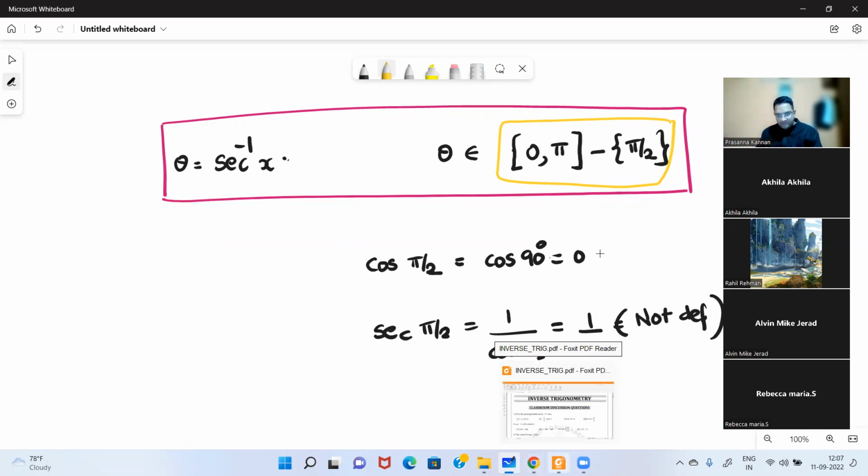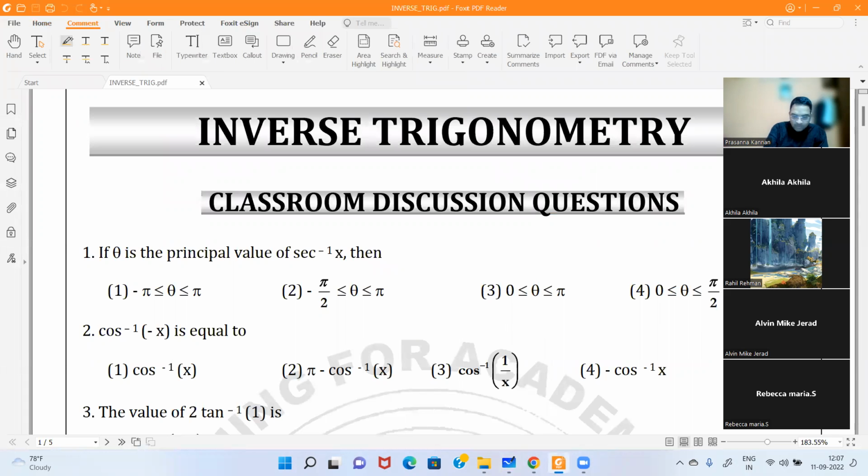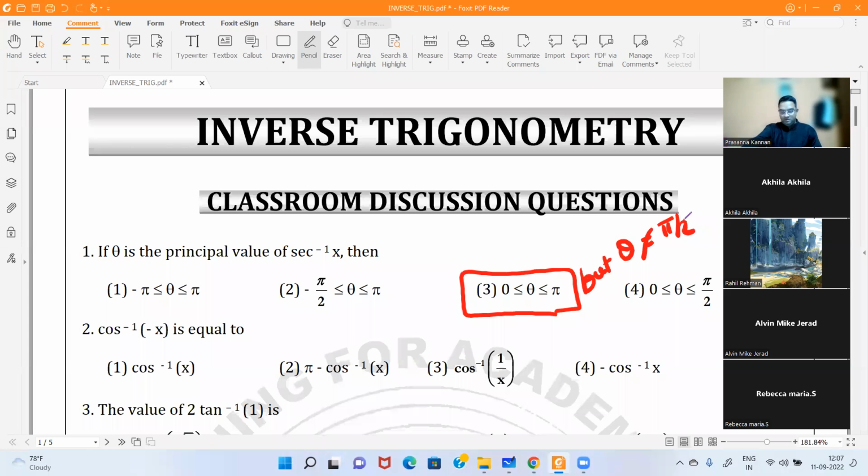In fact, you can say the third option is the closest. But even there is one thing which needs to be added to this. What is it? Minus pi by 2 is included, but theta is not equal to pi by 2. This must be added. Other answers are not correct. Correct? Yes, sir. Okay, let's go to the next question.